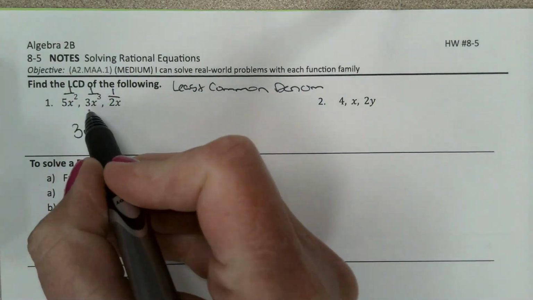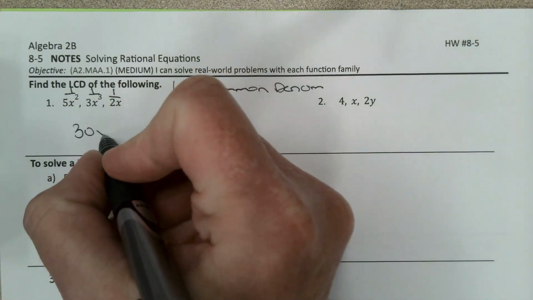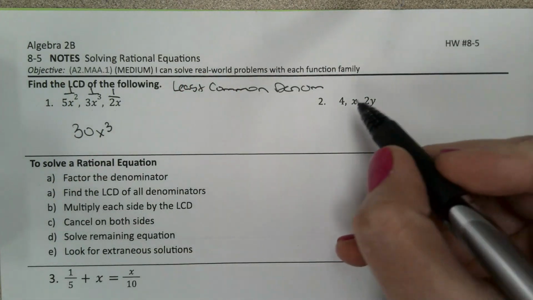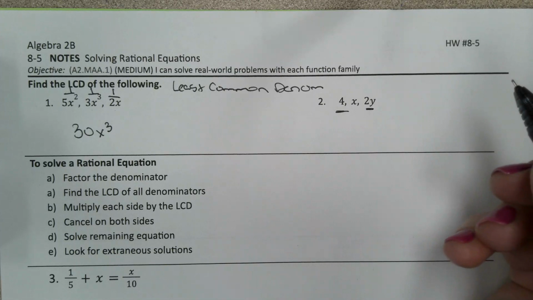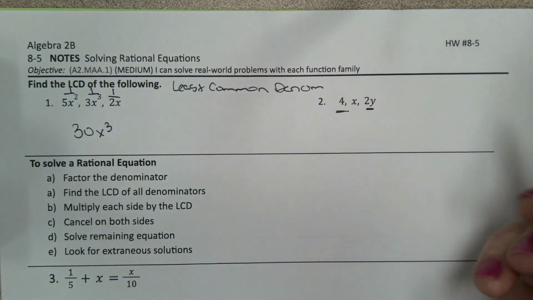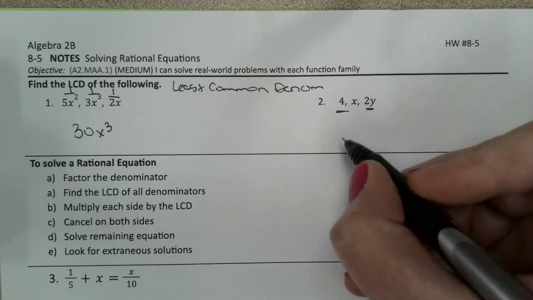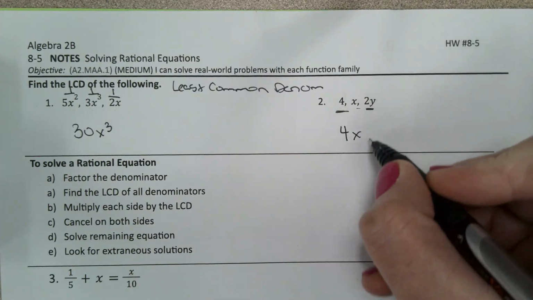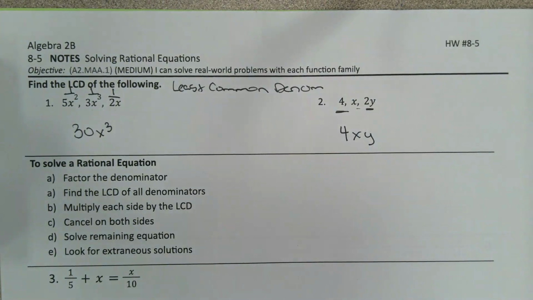And then if there are variables, it is always your biggest exponent. So here between 4 and 2, focus on your numbers first. The LCD would be 4. And then there's an X and there's a Y, so it is your biggest exponent.